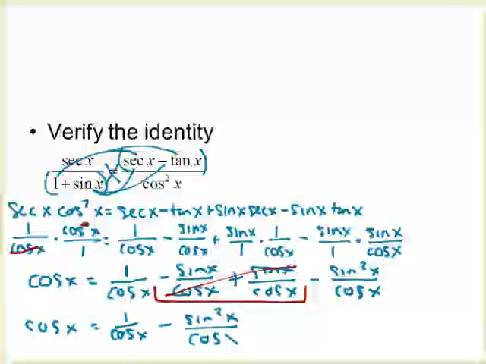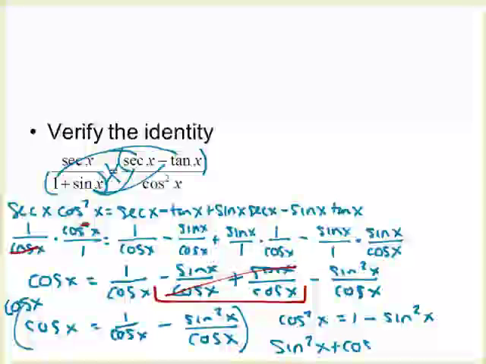Since all of the denominators are the same, what can I do to get rid of them? Multiply by it. So I'm going to multiply this whole thing by a cosine of x, which would give me a cosine squared of x, 1, and a sine squared of x. Whew, that feels good. What do you notice? It's basically the Pythagorean identity. Add that sine squared to both sides, and we're done.